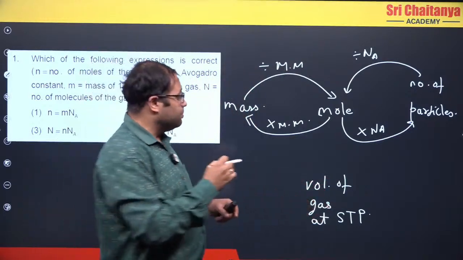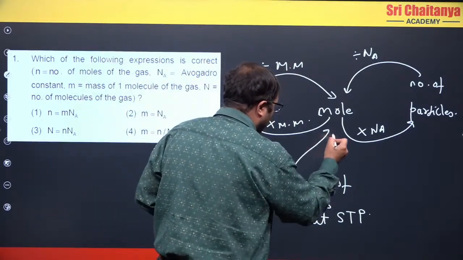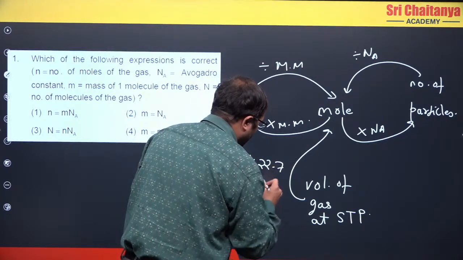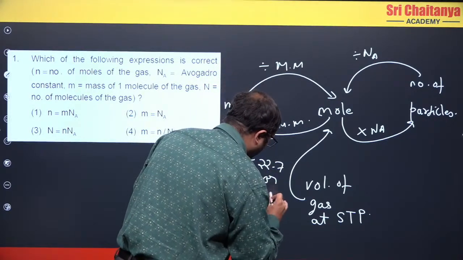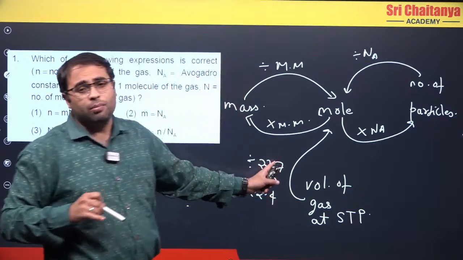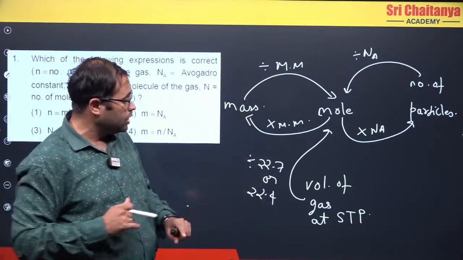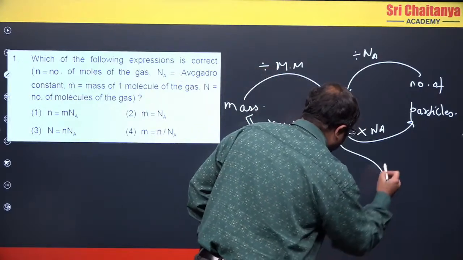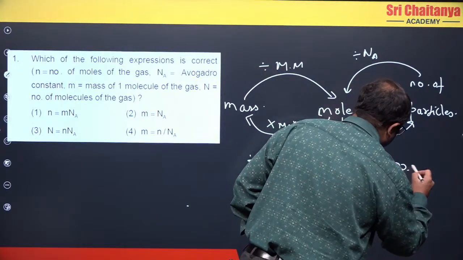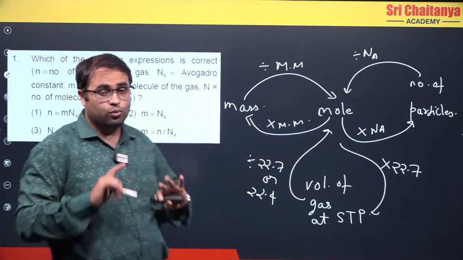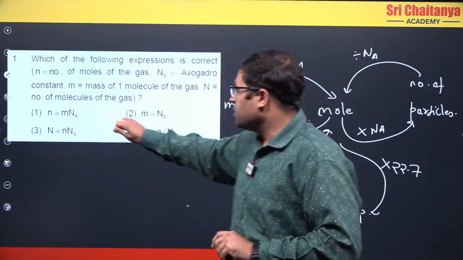Volume of gas at STP, if you want to know moles from this, how will you go? You will divide by 22.7 or 22.4, right? If it is 1 bar pressure standard, then you will use this. If it is 1 atm, you will use this. Now, how to get back? Multiply it by 22.7, right? So this is the summary which you need to memorize and remember to solve such questions.